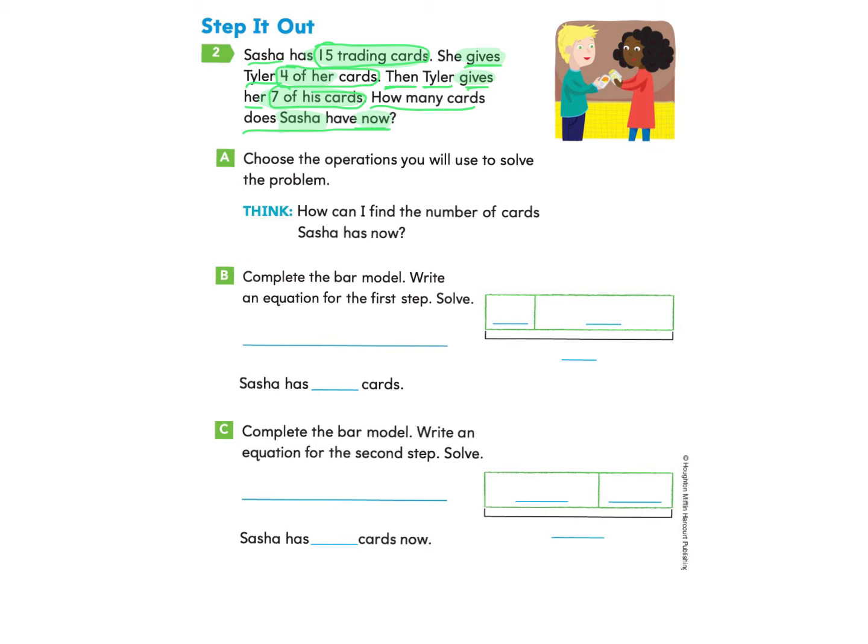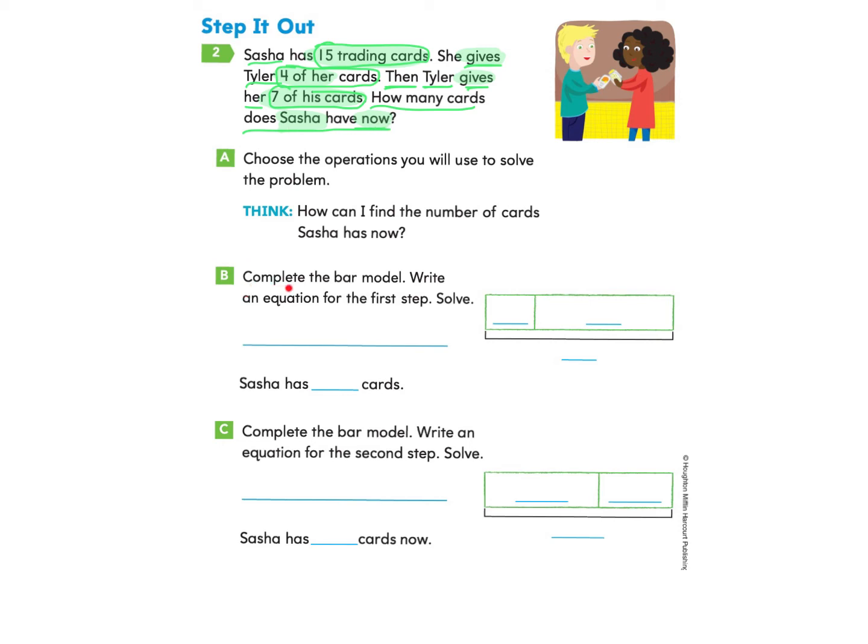Let's take a look at Part A. Choose the operations you will use to solve the problem. Think, how can I find the number of cards Sasha has now? So we're going to see that first she had 15, and then she gives away, or takes away, 4 of her own cards. So that's going to be subtraction when she takes it away. But then Tyler gives her 7 of his cards. So we're going to add 7 to whatever cards she has to find out how many cards she has now. Let's break this down.